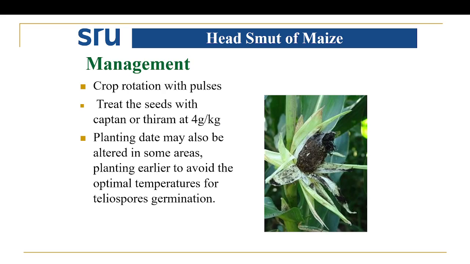So coming to management of smut of maize: crop rotation with pulses, and treat the seeds with Captan or Thiram, 4 gram per kg. Planting date may also be altered in some areas, like early sowing, which can control infection with the smut fungus. Late sown crop is usually affected by the smut disease.